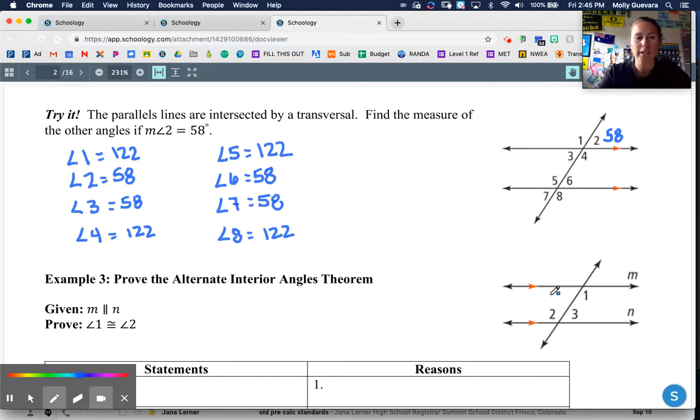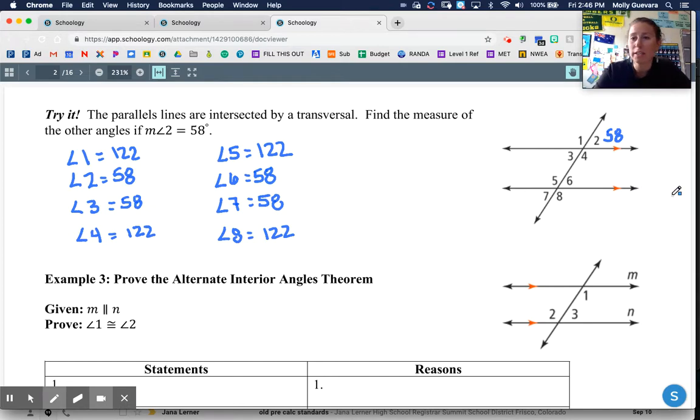Okay, so check your work here. Make sure everything looks good. I got the angles 2, 3, 6, and 7 were 58. And then angles 1, 4, 5, and 8 were 122 since they're supplementary. They add to 180.